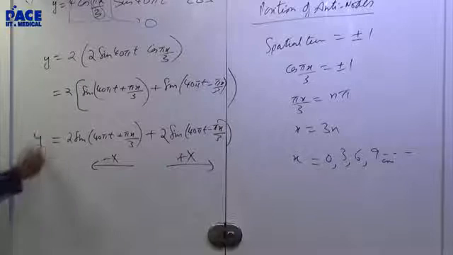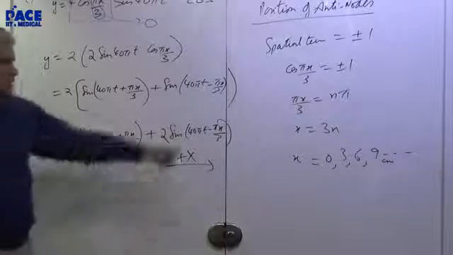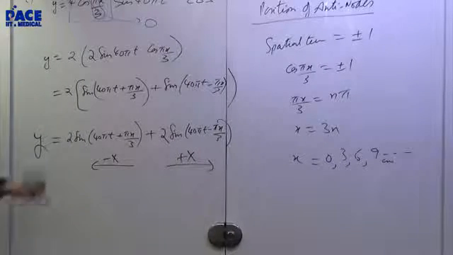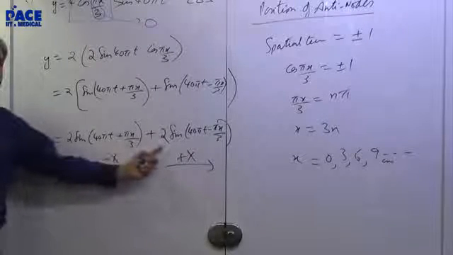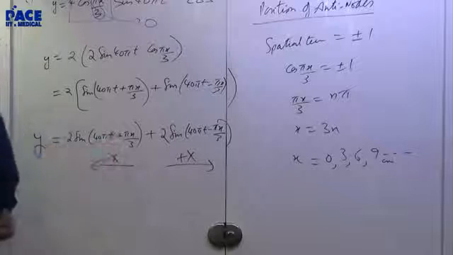So these are the component waves, the first wave and the second wave. And remember, this was the amplitude of the component wave, 2. This is the first answer we gave. Well, that's it.